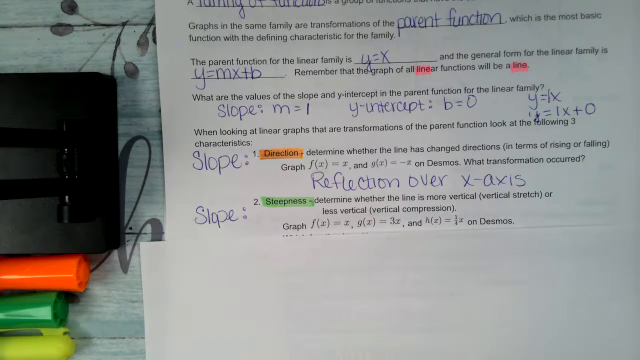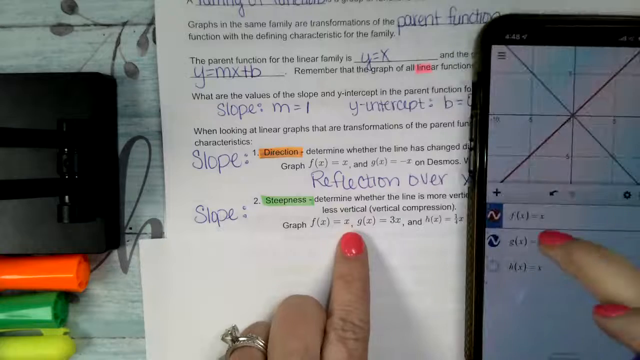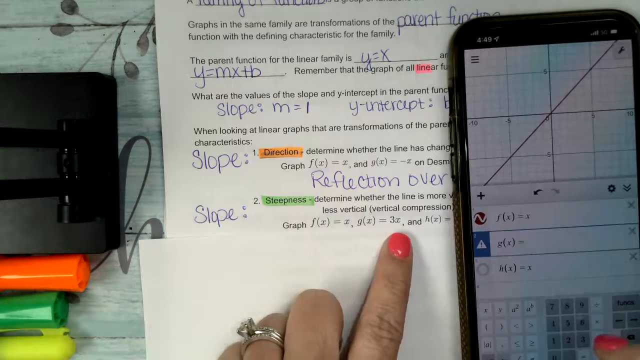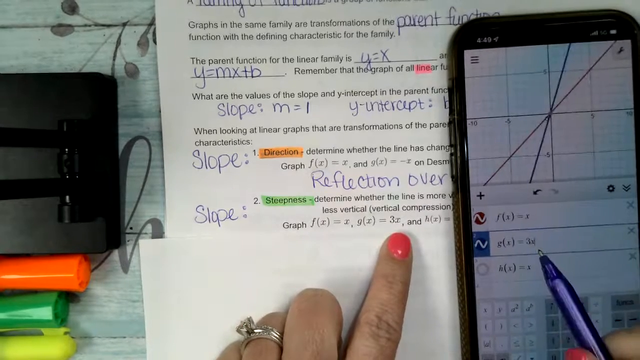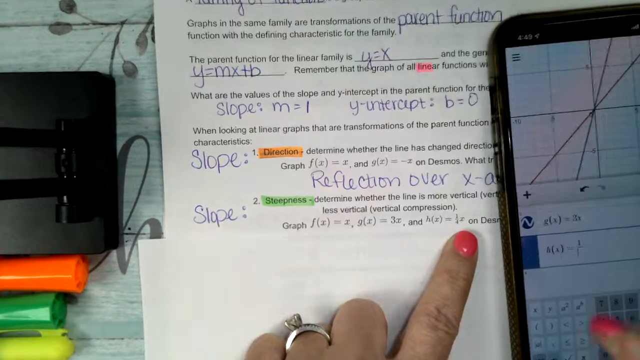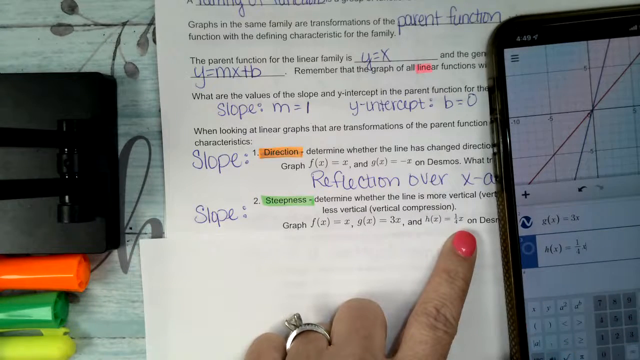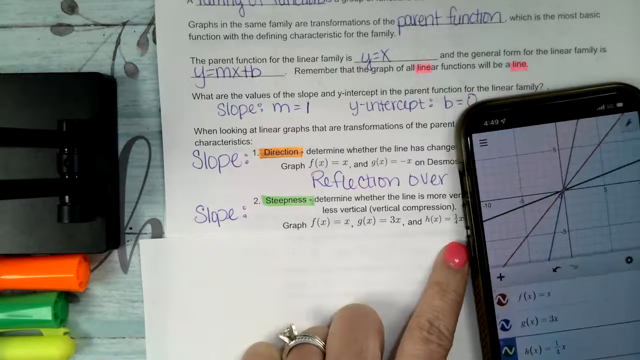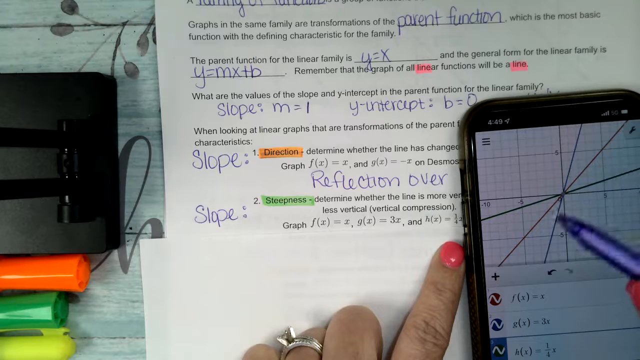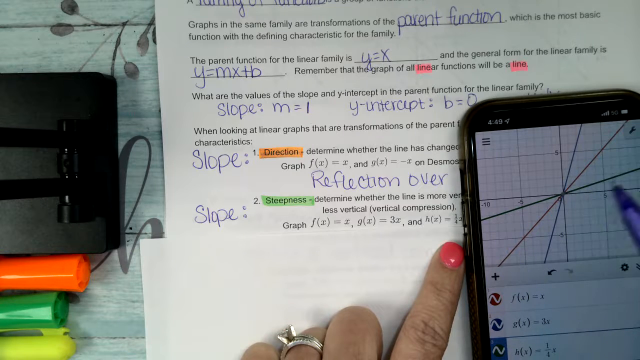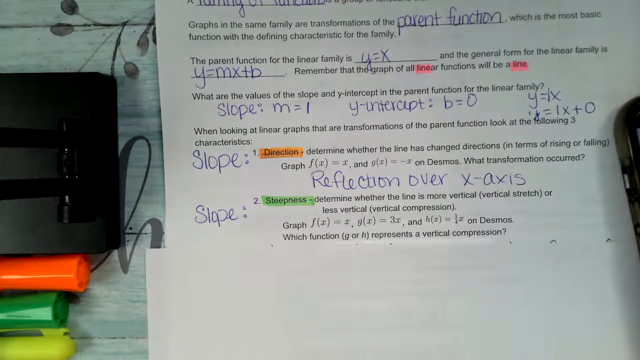So if you graph the parent function, f of x equals x, like I've done here, and then graph g of x equals 3x, and then graph h of x equals 1/4 x. When looking at all of these graphs, we have the red graph, that's the parent graph. We have the blue graph, that's g of x. And then we have h of x, the green graph.